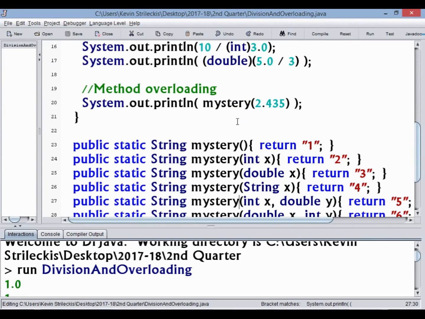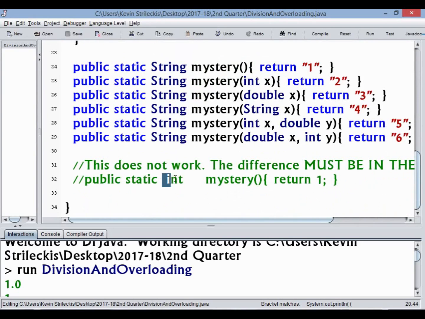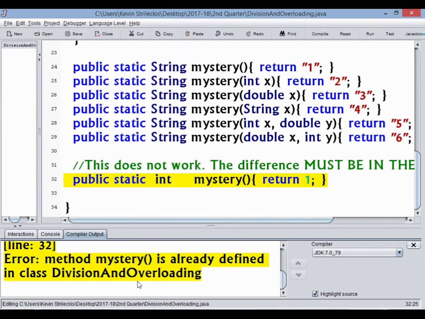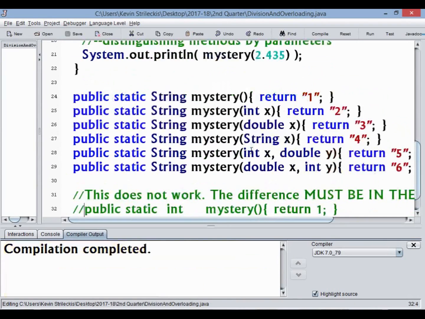But here's the thing. Parameters. Method overloading, and this would be something to write down in your notes, or at least have in your brains, is distinguishing methods by parameters. And it has to be by parameters. I'm also going to show you that this one down here will not work. Typically, if you have two methods with the same name, it's going to say there's an error that it's already been defined. But if they have different parameters, it's pretty obvious to know which one it's actually printing.